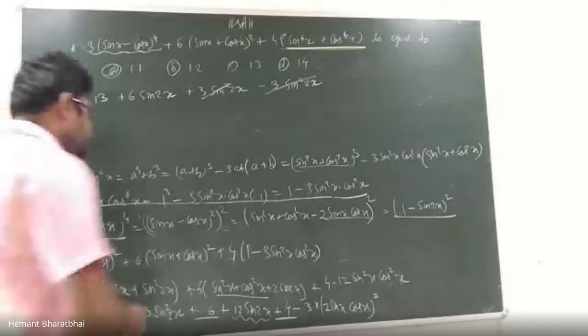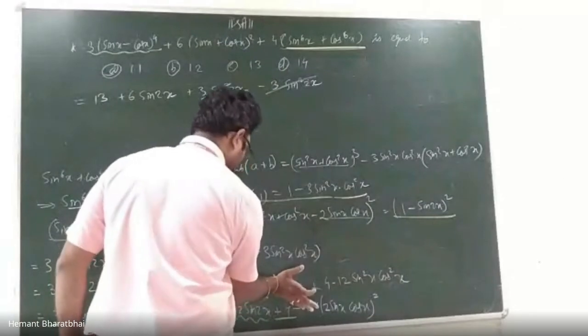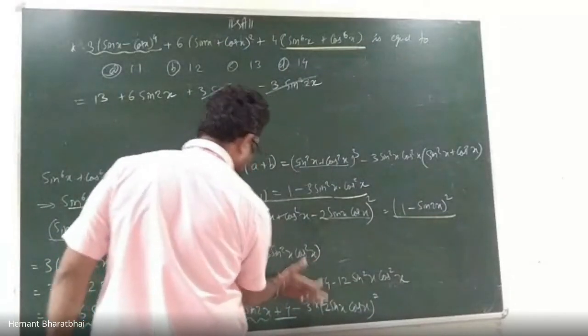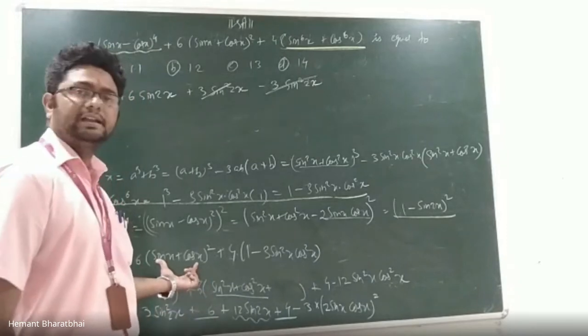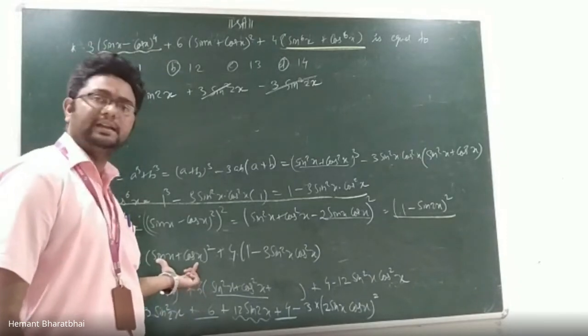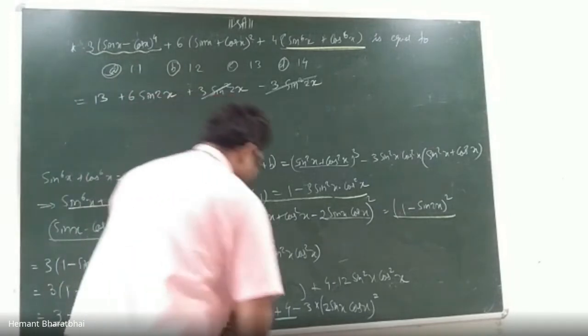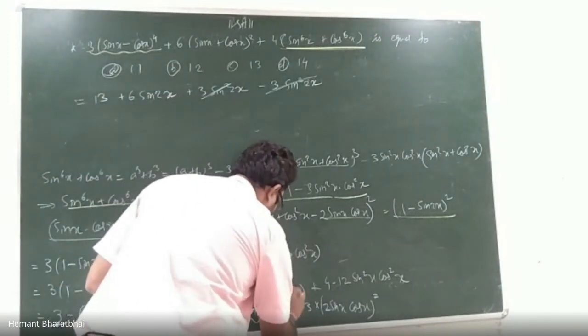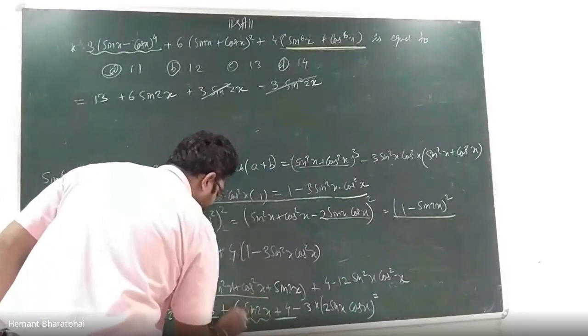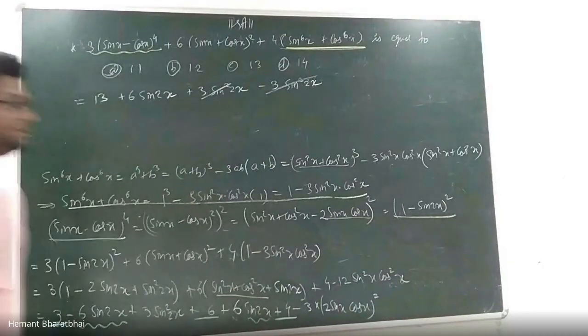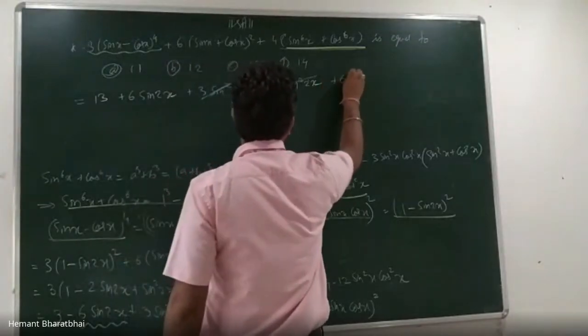Yes, sorry, here I made a mistake. This will be 2 times sin x into cos x. When I expand sin x plus cos x, I will get 2 times sin x into cos x, which can be written as sin 2x. So when the 6 gets multiplied over here, this will be plus 6 sin 2x. So this is minus and here this is plus sin 2x.